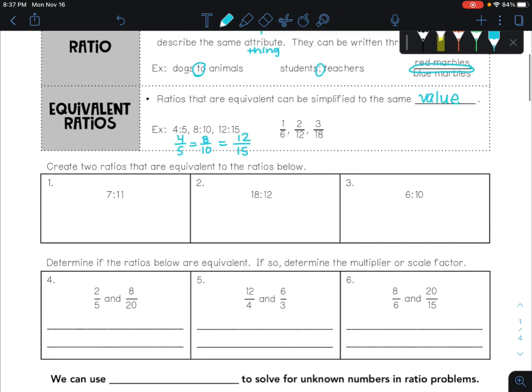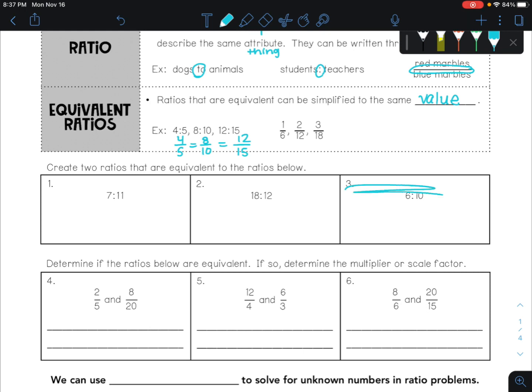Okay? All right, so for these, let's create a couple of equivalent ratios. So I'm going to start by making them look like fractions. So 7/11. And I'm just going to pick a number. I'm going to try 2, just to keep it easy. So 2 on the top, on the bottom. As long as you do the same thing on the top and on the bottom, it's totally fine. So I got 14/22.